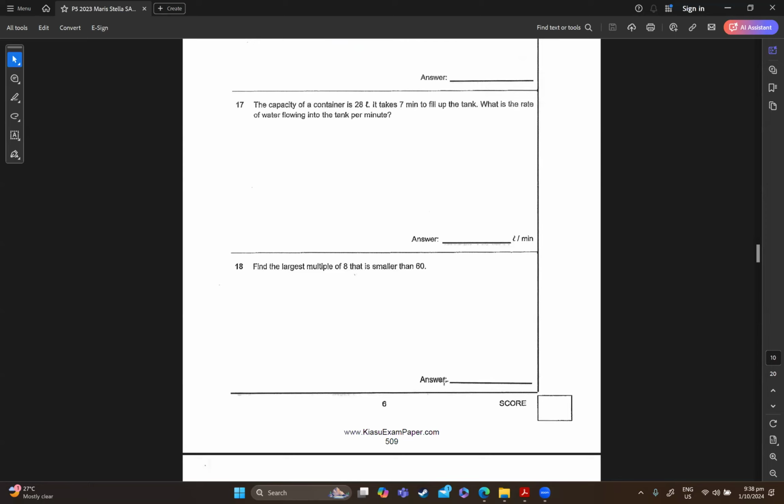Find the largest multiple of 8 that is smaller than 60. Just list out all the multiples of 8 till you exceed 60. 8, 16, 24, 32, 40, 48, 56, 64. Now you've exceeded 60 at 64, so this one we don't need. So this is the answer, 56.